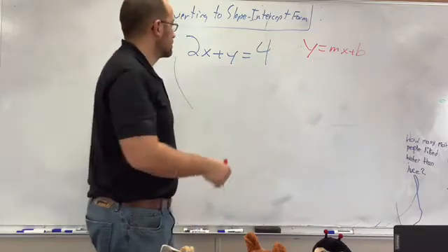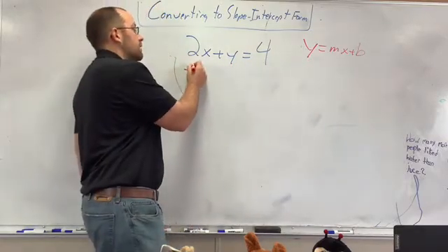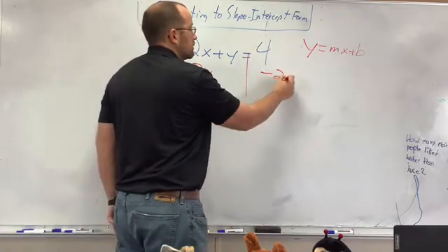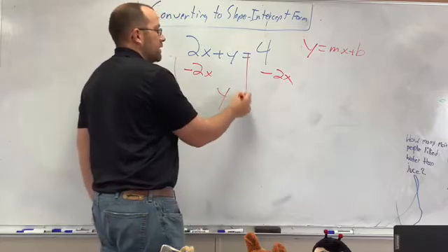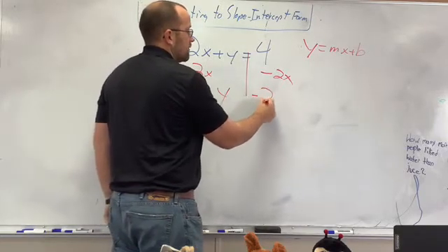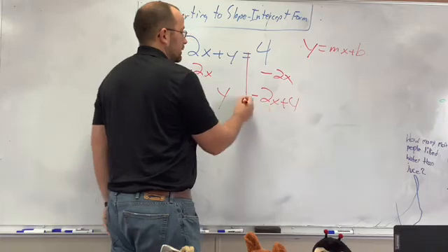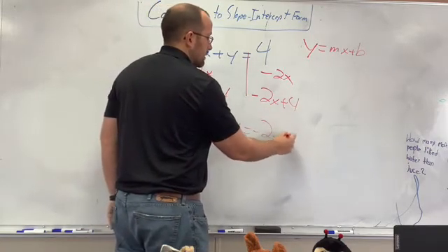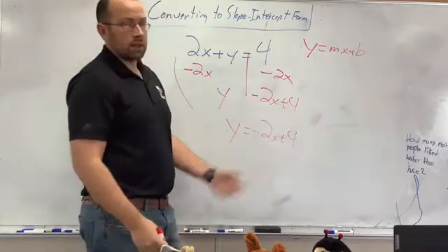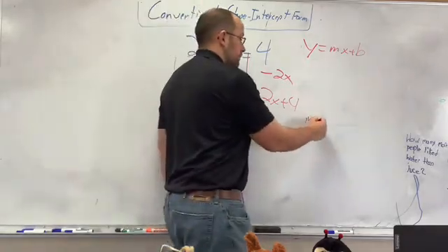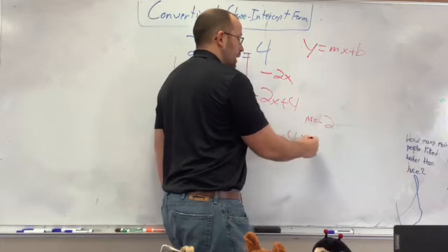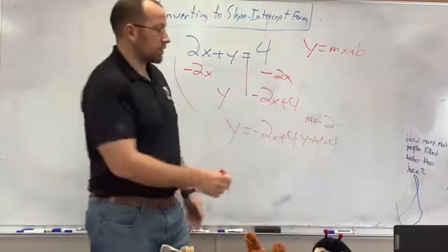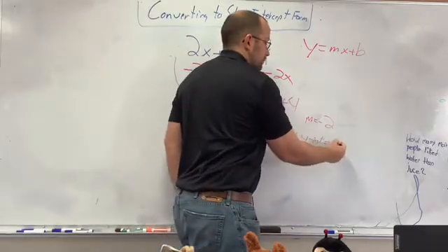That's it. So I'm going to get rid of whatever's outside the y. That gives me y equals negative 2x plus 4. And that's it. So now what's my slope here? My slope is negative 2. My y-intercept is 4. Or (0, 4) is the point.